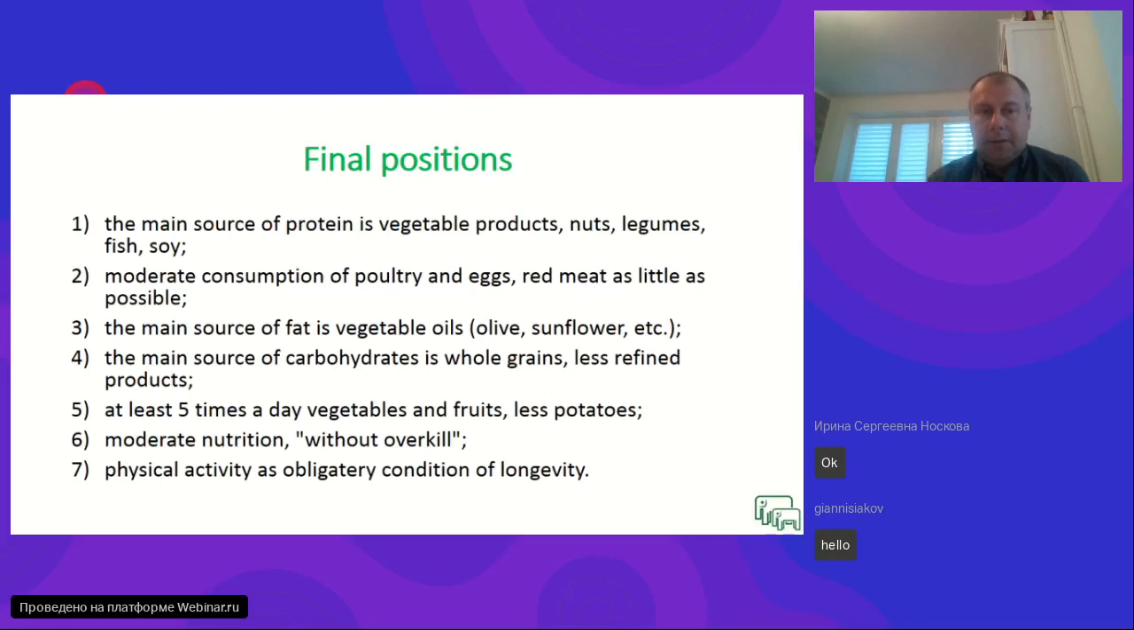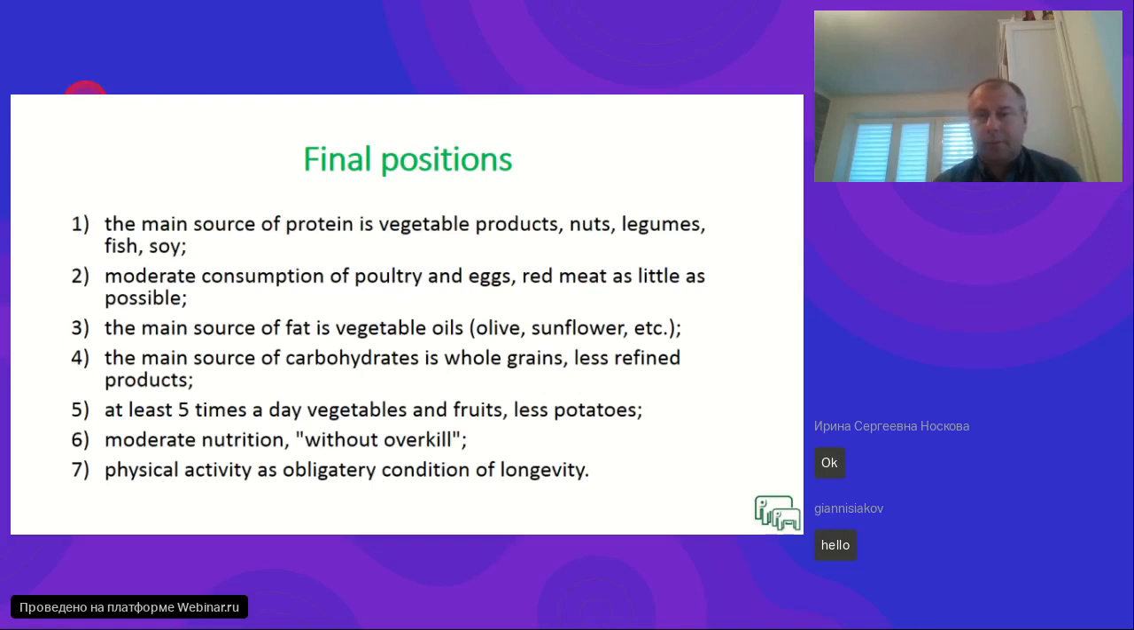And if we discuss final positions about eating, about diet, about nutrition, the main source of proteins must be vegetable products, nuts, legumes, fish, soy. We can recommend moderate consumption of poultry and eggs, red meat as little as possible. The main source of fat is vegetable oils, olive, sunflower, and so on. The main source of carbohydrates is whole grains, less refined products. It is necessary at least 5 times a day to introduce vegetables and fruits to the diet, less potatoes.